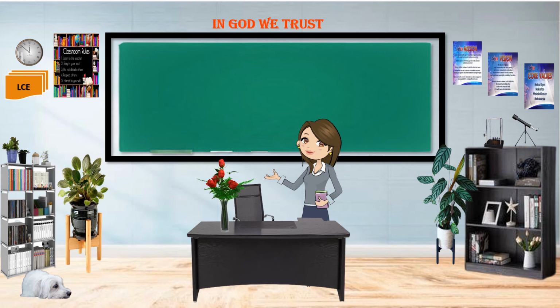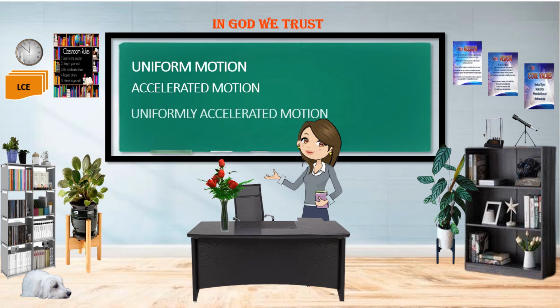Now, let us summarize our lesson for today. Uniform motion means the motion of an object in a straight path at constant speed. Accelerated motion means the speed of an object changes, direction changes, or both the speed and direction change. While uniformly accelerated motion is the motion in which the speed of the object changes at a constant rate. That's how simple these types of motion are.